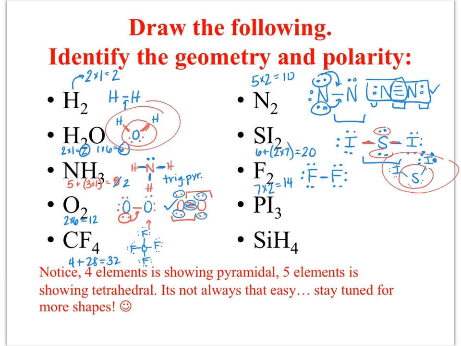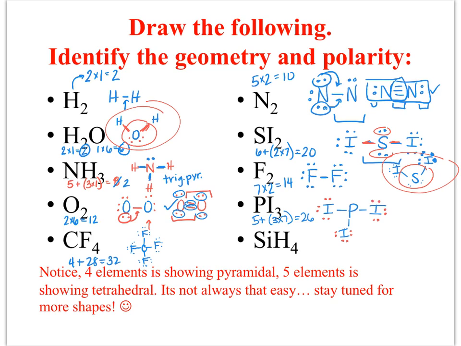PI3, phosphorus is group 15, so there's 5. And then 3 times 7 is 21, so 26 electrons have to go into this picture. I'll put the phosphorus in the center, put the 3 iodines around it. So I just drew 6 electrons in, right? So I have 20 more that I have to put in my picture. I complete the octet of my peripheral atoms. So I'm putting in 18 electrons right here.